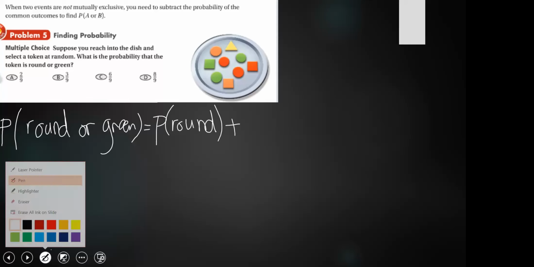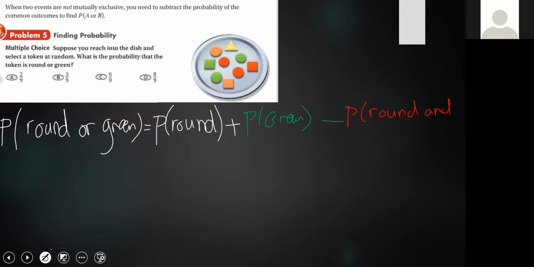As we said, A or B is the probability of round plus the probability of green minus the probability of round and green. Before that, how many shapes do we have? We have 9 shapes in the dish.